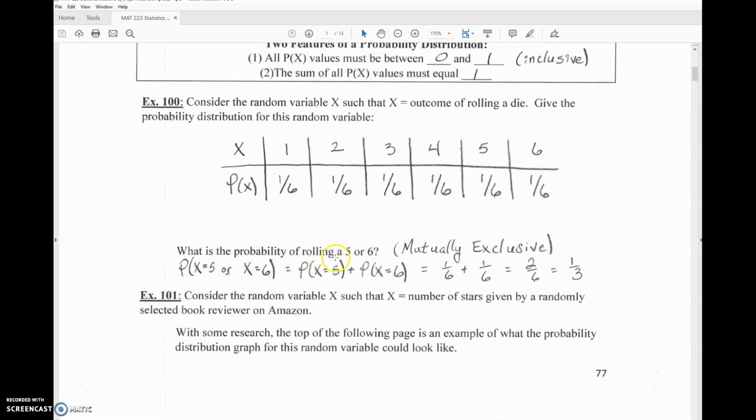So what is the probability of rolling a 5 or a 6? That's mutually exclusive, right? We can't get both a 5 and a 6 at the same time. So in that situation, we want the probability that x equals 5 or x equals 6. Since these are mutually exclusive, we just add up those two probabilities. The probability that x equals 5 plus the probability that x equals 6, which is 1/6 plus 1/6, 2/6, or a third.